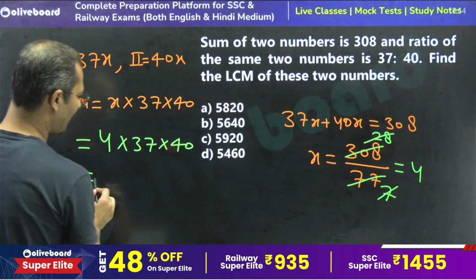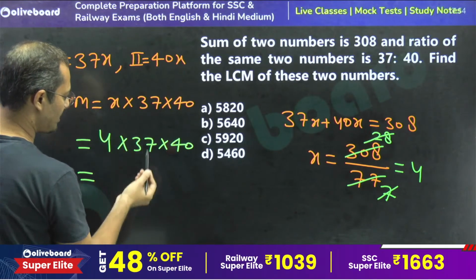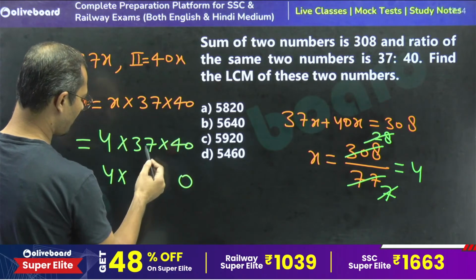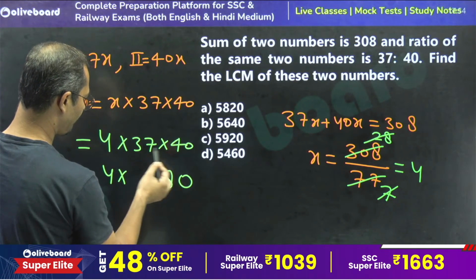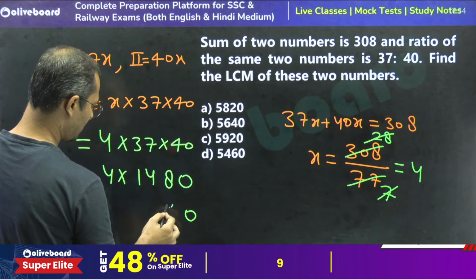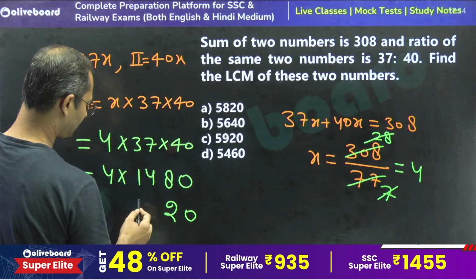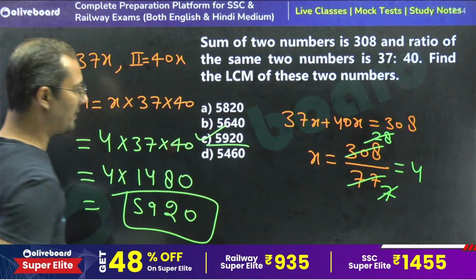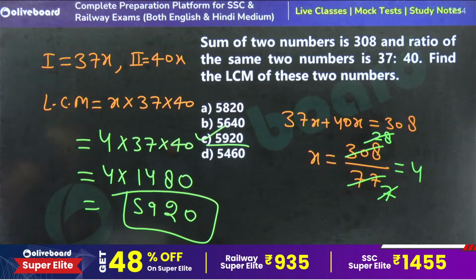So we can say that the answer of this question is how much? 4 into 37 into 40. I think 5920 is the right answer. C part is the right answer. Yes, C part is the right answer.